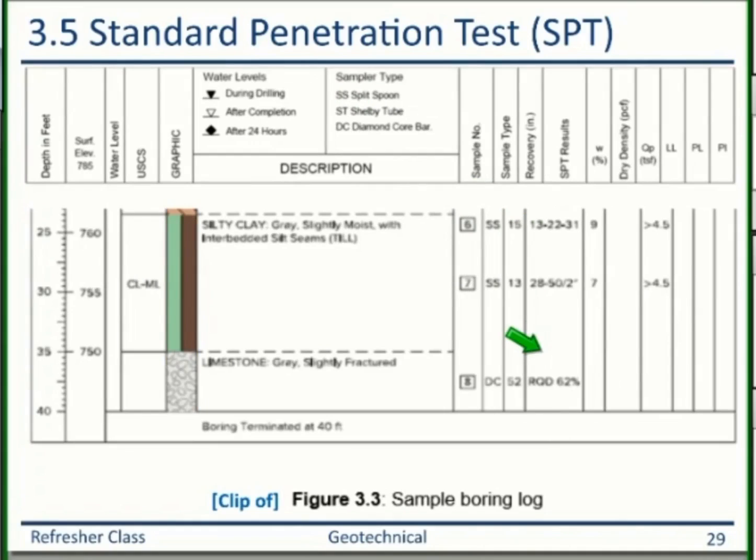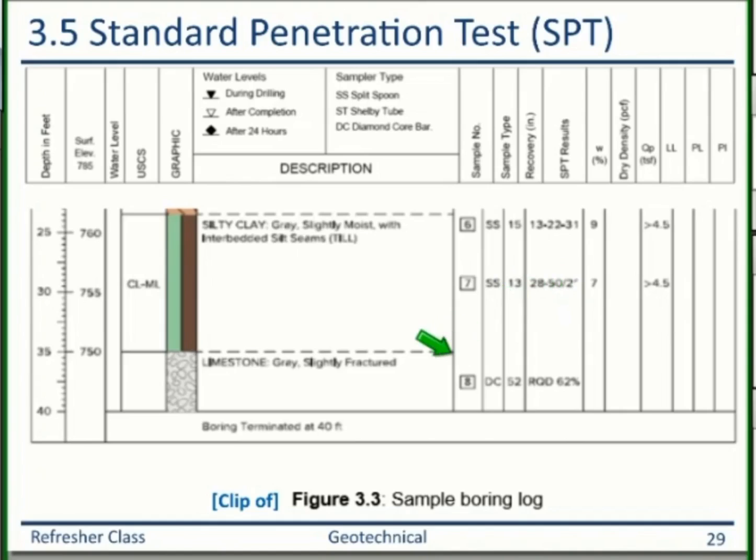If you look further down the same page, same boring log, you can find sample number 7, using the split spoon sampler, and the sample recovery was 13 inches. For the first 6 inches it took 28 blows. The second one took 50 blows, but went just 2 inches. It says underneath this there is a very hard strata, so you will call it a refusal.